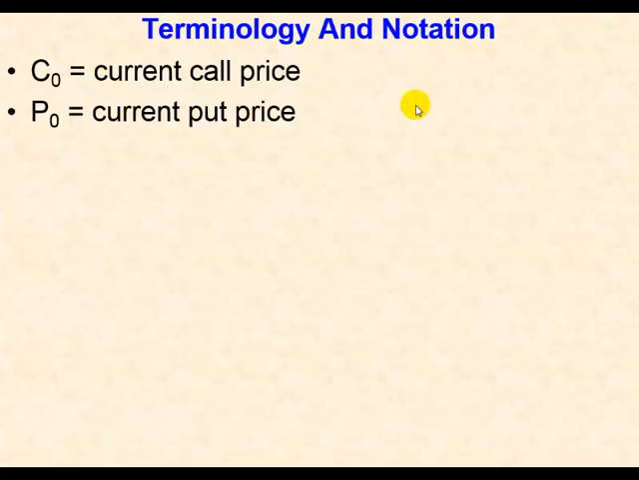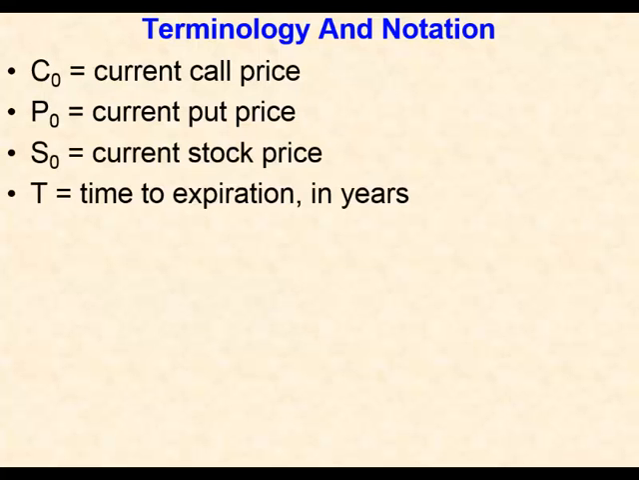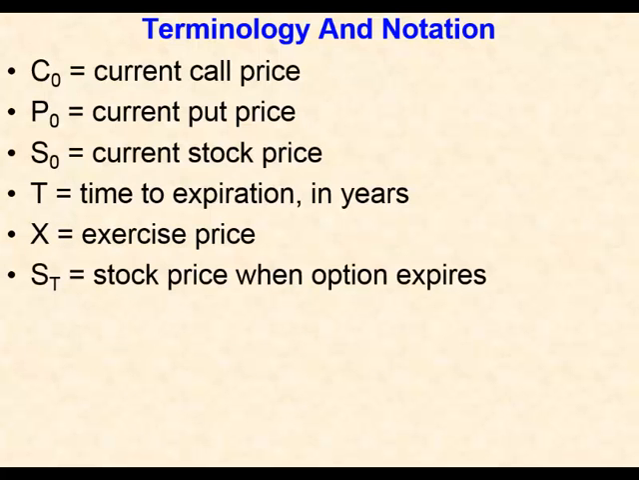We need some notation to proceed. We'll let C represent the call price, and the subscript of 0 indicates at time 0, today. P0 is our current put price, and S sub 0 is the current stock price. T is the time to expiration of our option, measured in years. X is the exercise price on the option, and S sub T is the stock price on the day the option expires.